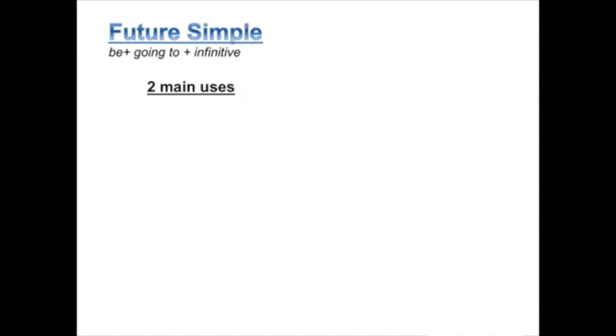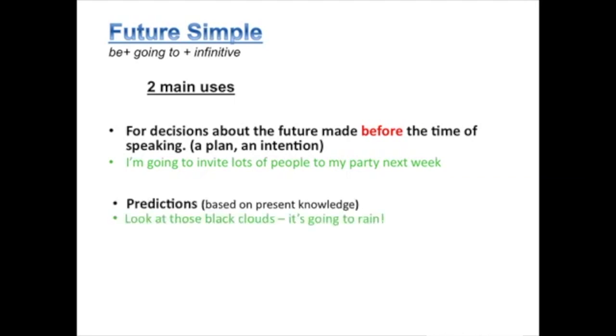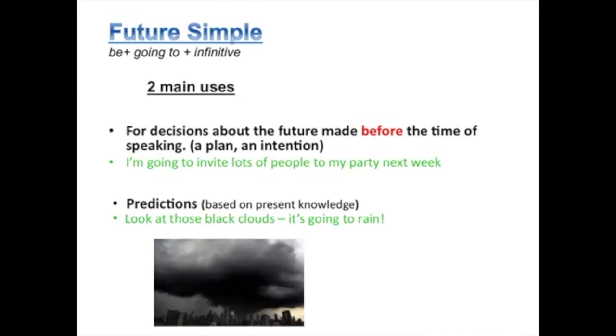Future simple for going to has two main uses. First of all, for decisions about the future made before the time of speaking, sometimes called a plan or an intention. I'm going to invite lots of people to my party next week. Also, we use it for predictions based on present knowledge, something we can definitely see is going to happen. Look at those black clouds, it's going to rain.